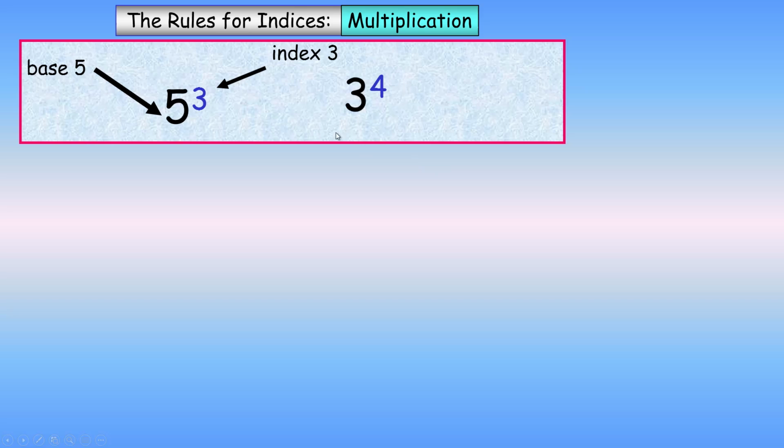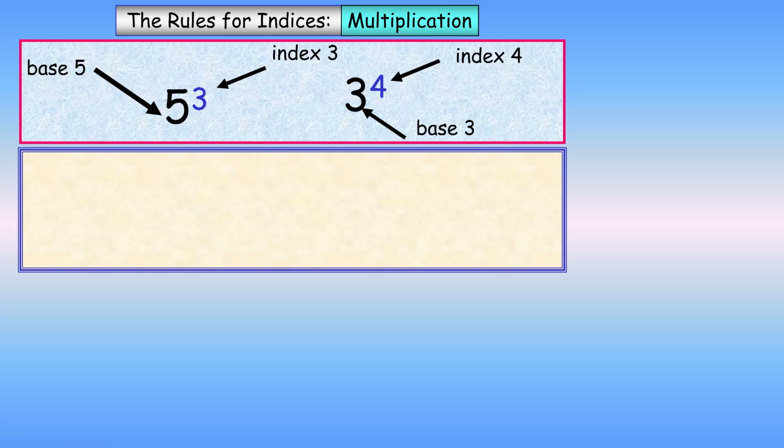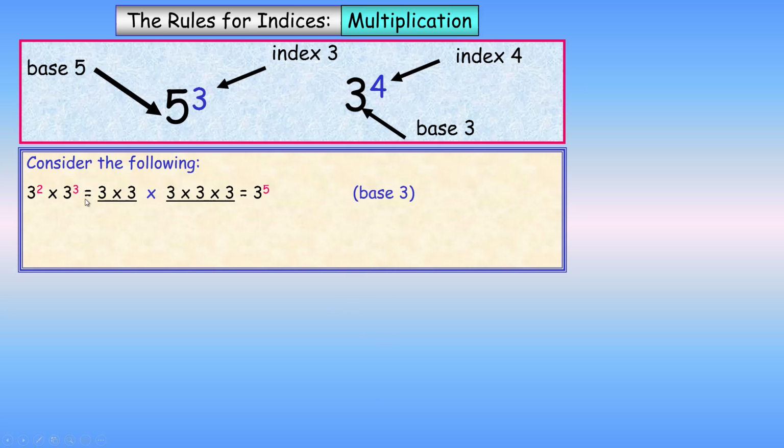3 to the power of 4, same thing, it's a different base. The base is 3 this time, and the power or the index is 4. Let's have a look at an example. So we've got 3 squared times 3. So 3 squared is 3 times 3, because it's to the power of 2, and 3 to the power of 3 is 3 times 3 times 3. So we've got 1, 2, 3, 4, 5 3s, 3 to the power of 5.